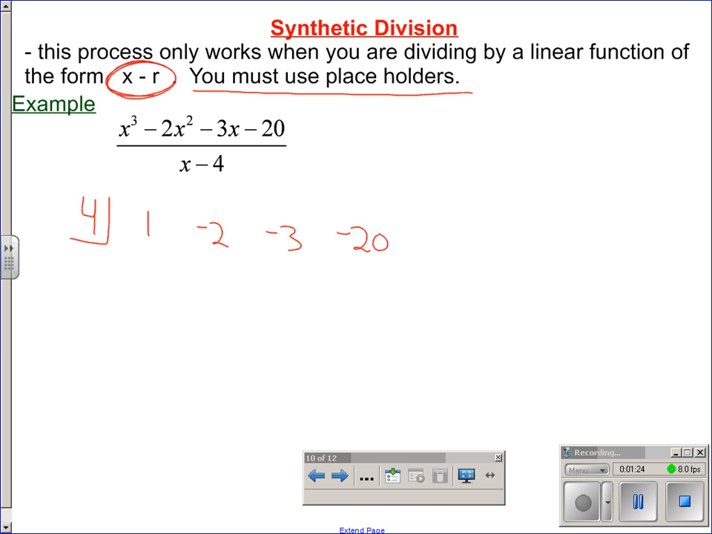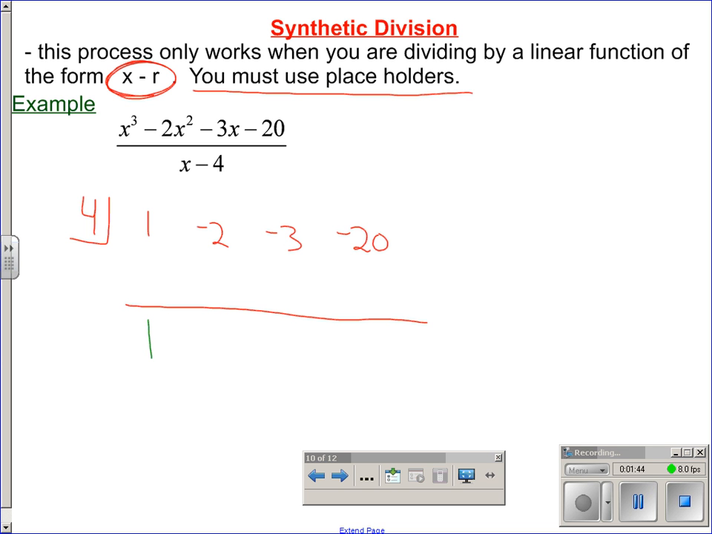Negative 20. Okay, we got an x cubed term, we got an x squared term, we got an x to the first term, we got a constant. We're not skipping anything. Leave a little bit of space, draw a line going across. All right, how this synthetic division process works. That first coefficient of 1, bring it down underneath that line.